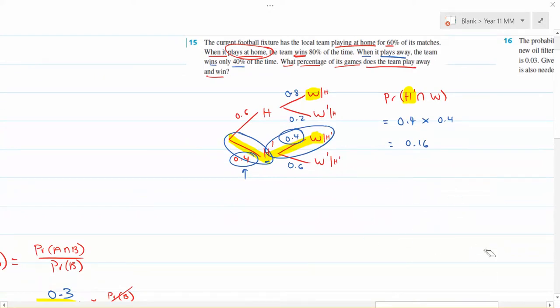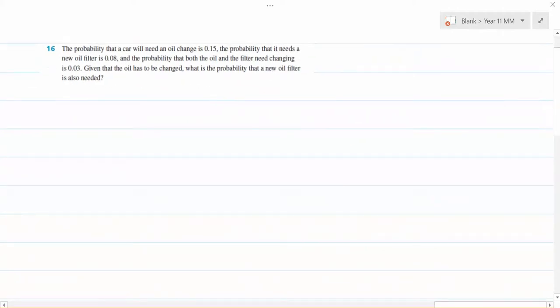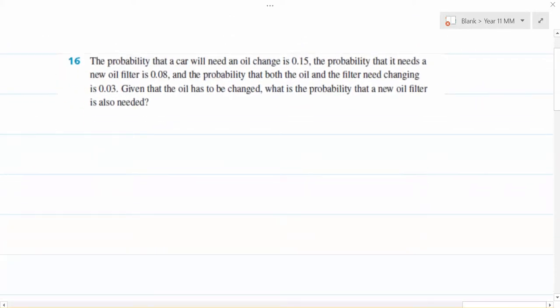I've just answered the question using a tree diagram there. Let's try another one. 16. You can try 17, 18 if you like, or go beyond.